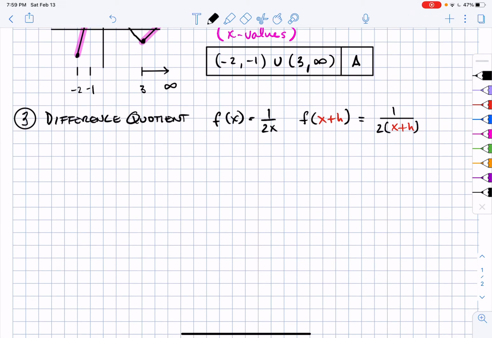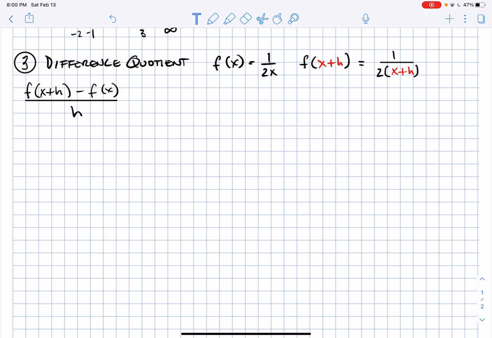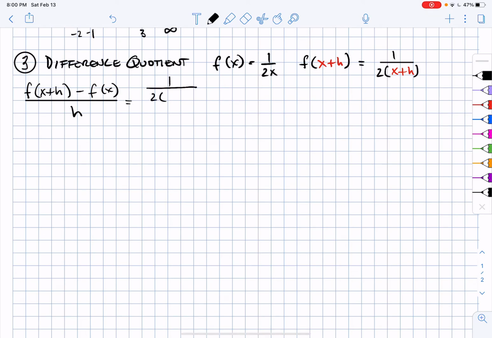Great. Well, I know the difference quotient says f of x plus h minus f of x, all over h. That's going to equal 1 over 2 times (x plus h), minus 1 over 2x, because f of x plus h is 1 over 2 times (x plus h). So I need to take this and move it up just a tad so you can actually see all of that, all over h.